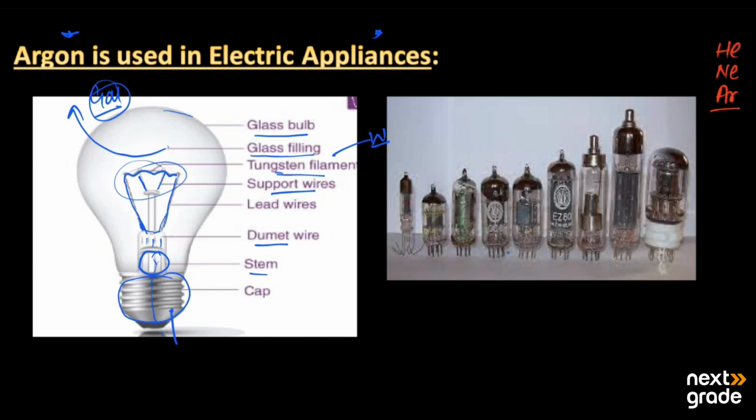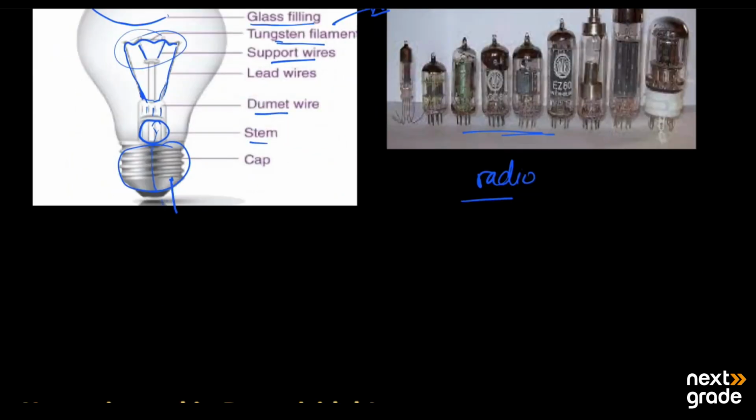On the other hand, argon gas is also used in fluorescent tubes. These tubes are called fluorescent tubes, and it is also used in radio tubes. So this is the use of argon that we have.